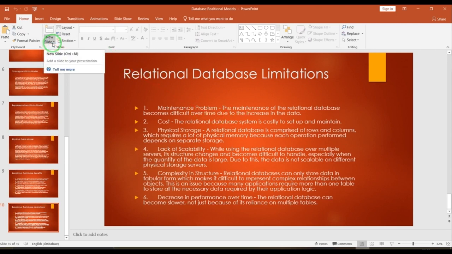Number 8. Give any 3 limitations of relational database.